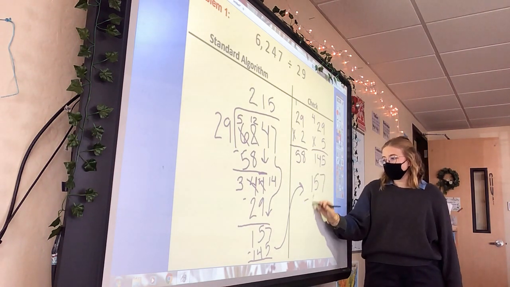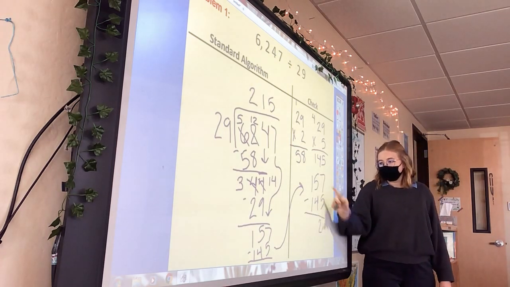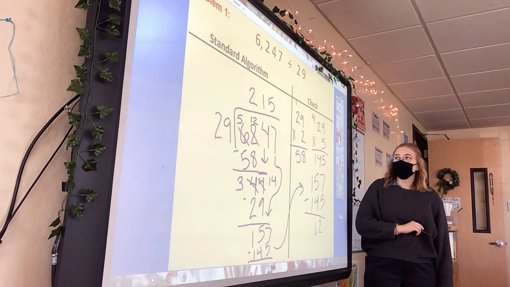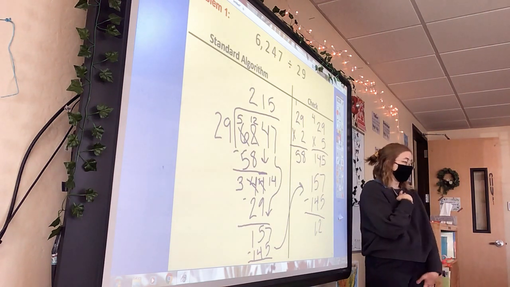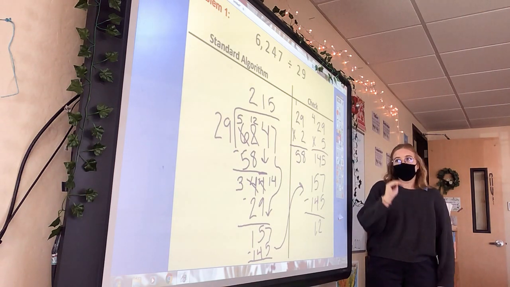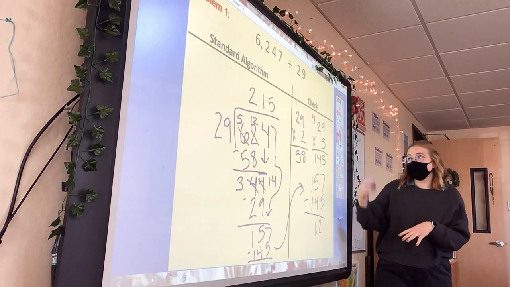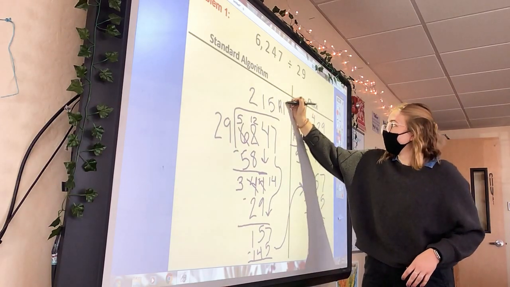157 minus 145 is what I'm solving. So 7 minus 5 is 2. 5 minus 4 is 1. Do I have anything else to bring down? No, right? I know it gets a little funky. But no, I have nothing else to bring down. And 29 can't go into 12. So my answer is 215, remainder 12.